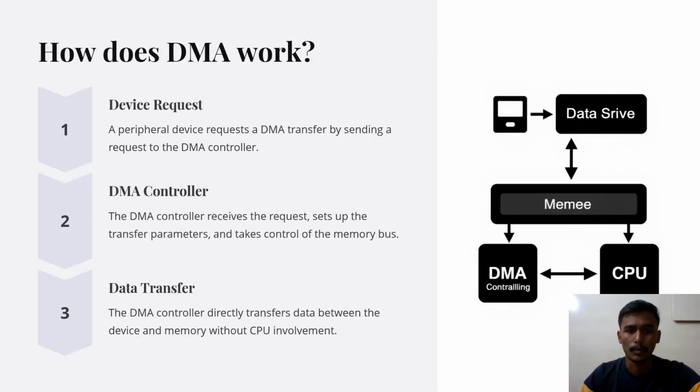How does DMA work? Device request. A peripheral device requests a DMA transfer by sending a request to the DMA controller. DMA controller. The DMA controller receives the request, sets up the transfer parameters, and takes control of the memory bus. Data transfer. The DMA controller directly transfers data between the device and memory without CPU involvement.